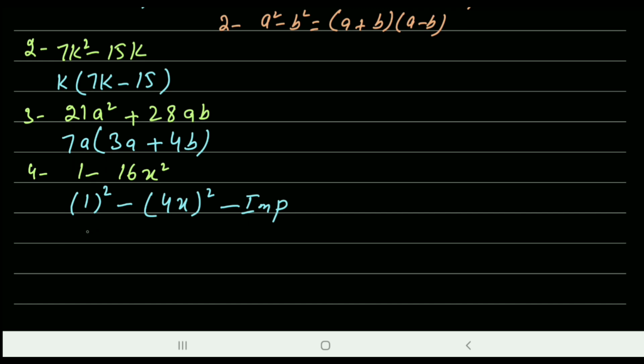So what is the next step? 1 is a and 4x is your b. So this is your a and this is your b. So now you will write a plus b and a minus b. So this will be your answer.